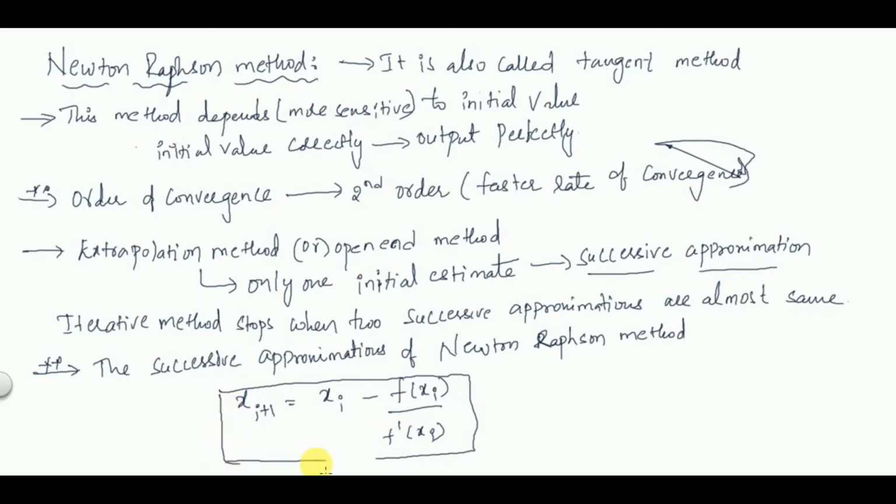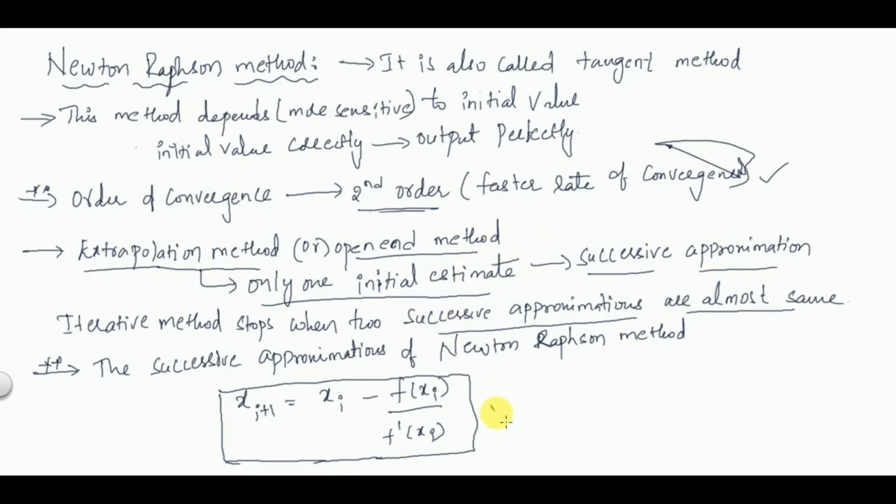Some of the important points which I have discussed here: rate of convergence is faster, order of convergence is second order. It is an example of extrapolation method or open-end method. Only one initial estimate is taken. And successive approximation stops when two successive approximations are almost same, within the permissible error value. Within the permissible error value we can stop the iteration there. Okay, so this is the methodology of solving any Newton Raphson method problem.